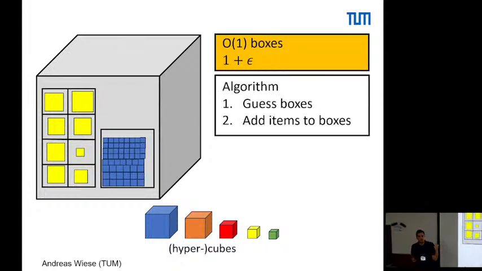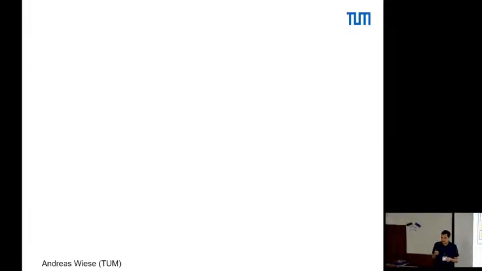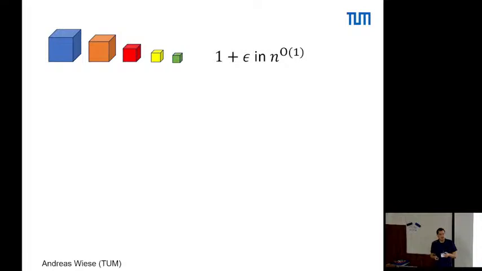And then the algorithm is kind of the same as before. So the heavy lifting here is a structural result, which I find very nice indeed. And this was shown recently by Jansen, Khan, Lira, and Srinivas. Good. So now, coming back to what you asked before, if you look at this structural result, this algorithm here, it says you get a 1 plus epsilon approximation in polynomial time.